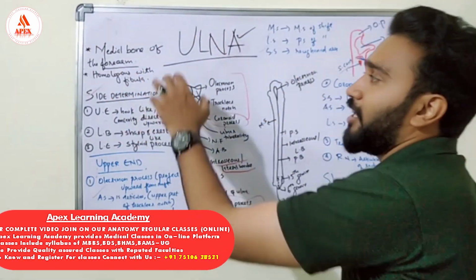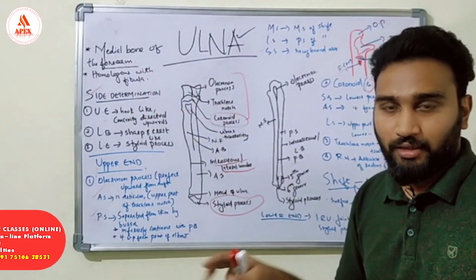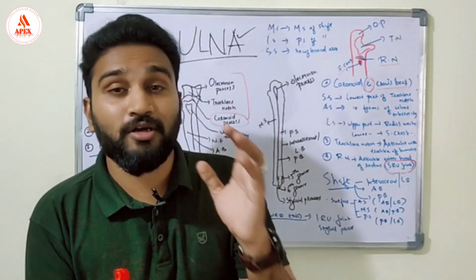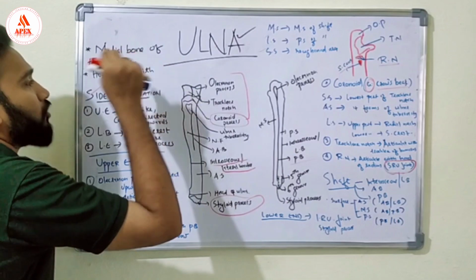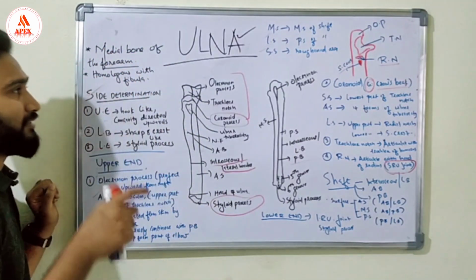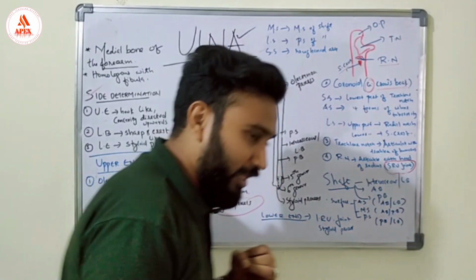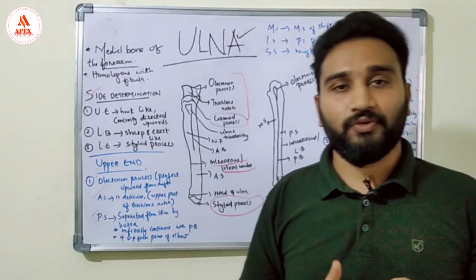Ulna is the medial bone of the forearm, and it is homologous to the fibula. While discussing radius, I told you that radius is homologous to the tibia, that is present in the lower limb. Likewise, the ulna is homologous to the fibula, that is present in the lower limb. So two points: ulna is a medial bone of the forearm, and it is homologous with the fibula.